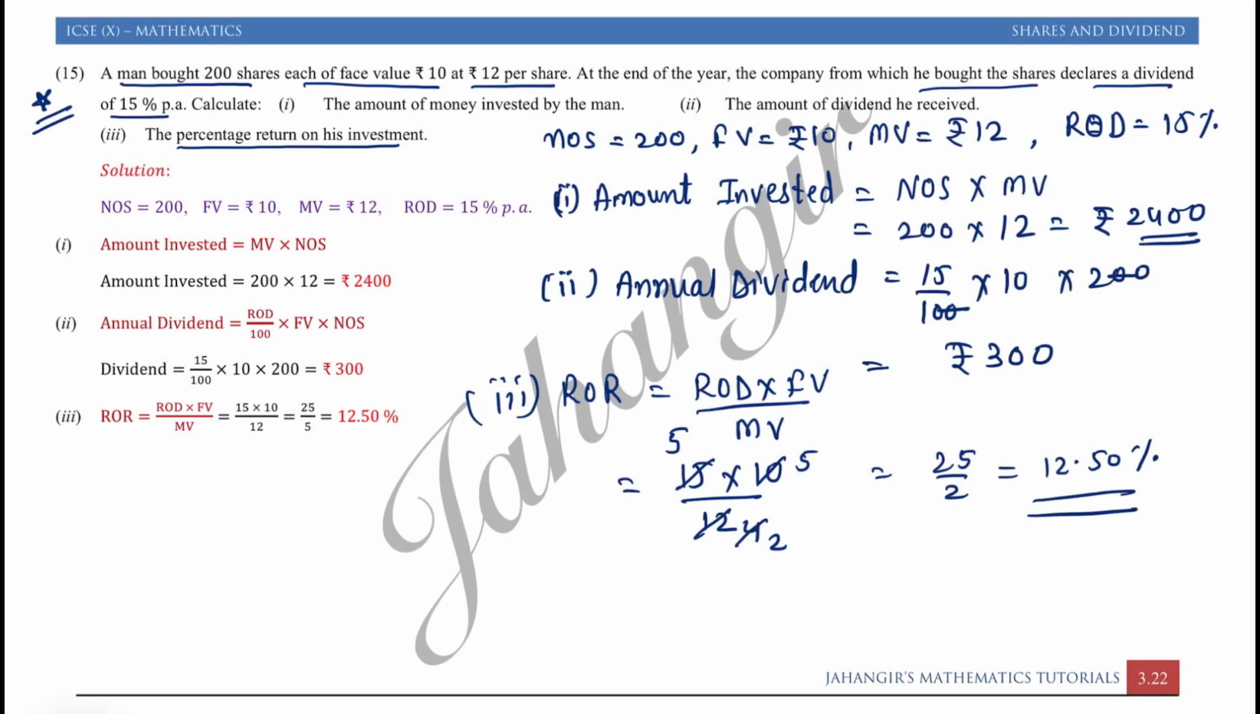First, amount invested, that is number of shares into market value. Second, annual dividend, that is rate of dividend upon 100 into face value into number of shares. And third is ROR, rate of dividend into face value upon market value.